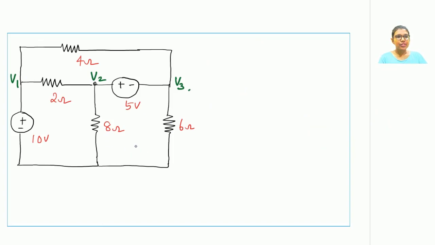Now this is our first circuit. In fact, we had used this circuit in our first slide to understand the concept of supernode. Now the question says one is required to find out the values of V1, V2 and V3 using nodal analysis.